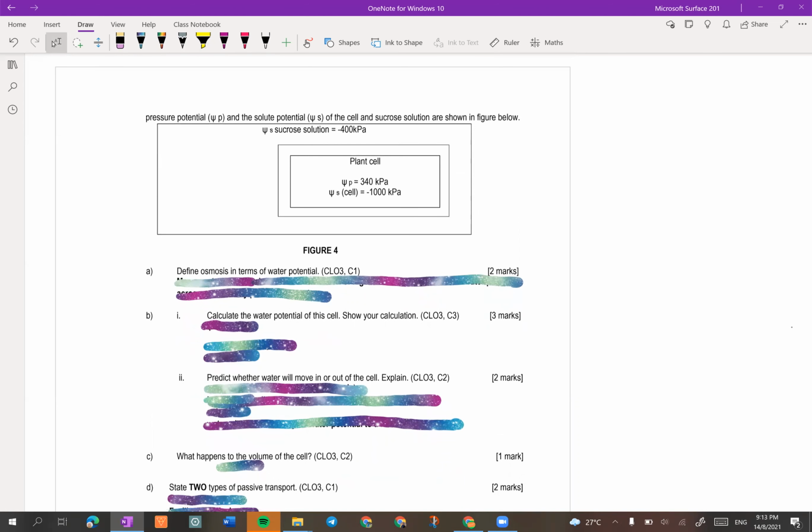Define osmosis in terms of water potential. So kalau diminta bukan in terms of water potential pun, awak sebenarnya memang kena bagi tahu in terms of water potential. And kita nampak dua markah, so ada dua keyword yang wajib ada. And what are the keywords? Of course, mesti across plasma membrane. Dan awak kena cakap from region of higher water potential to region of lower water potential.